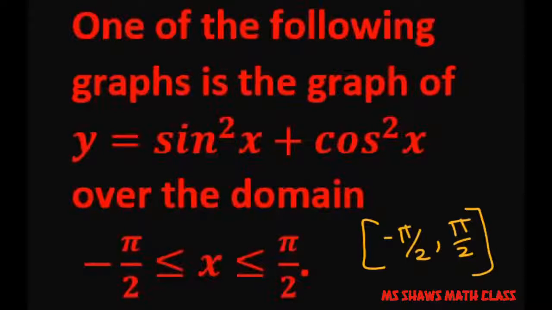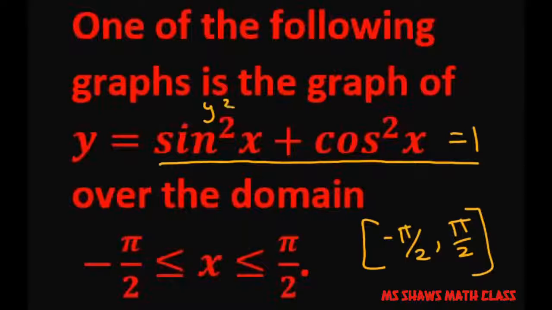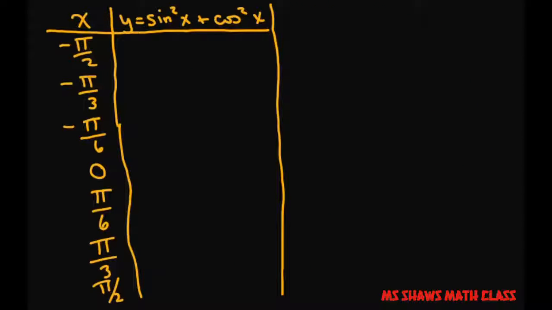We know that sine squared of x plus cosine squared of x equals 1. That's from your Pythagorean trig identities, because this is like saying y squared plus x squared, and we know that equals 1. That's one of your identities, but we're going to graph it. So let's look at some of this and do a table.